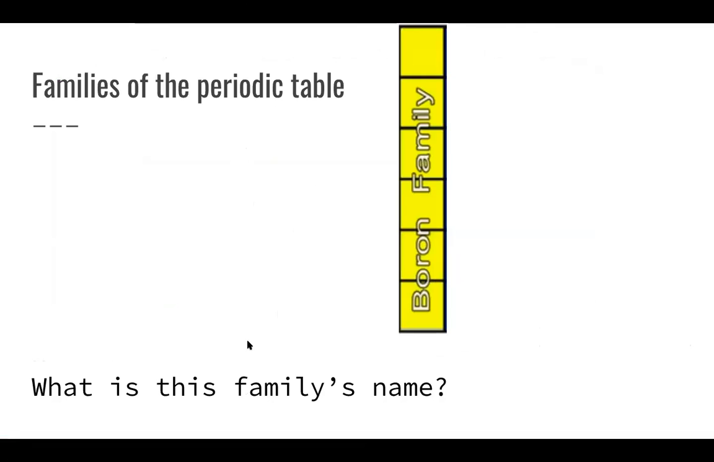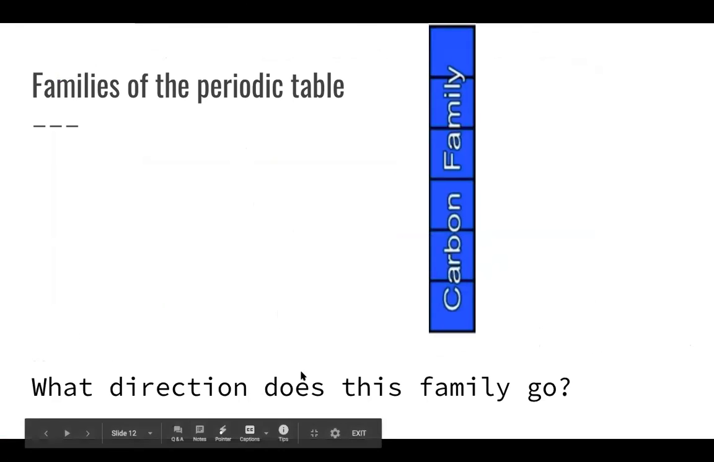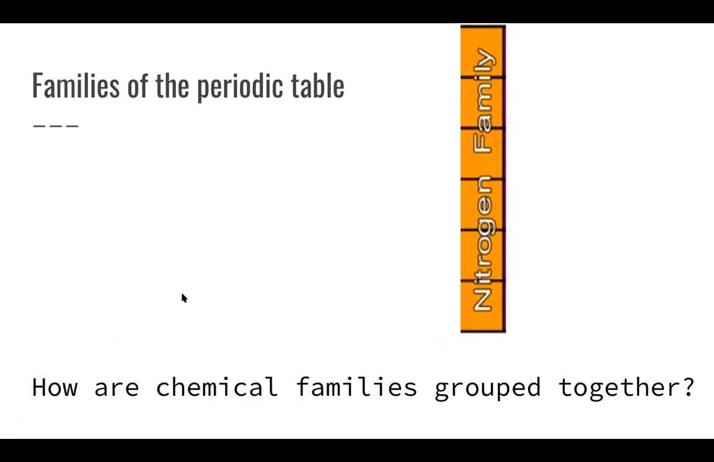Families on the periodic table. What is this family's name? It's boron. That's why there's boron right here. What direction does this family go? Don't worry about it. Don't answer these questions on your worksheet, by the way. I'll tell you when you need to. I'll be very explicit about when you need to answer these on the worksheet.